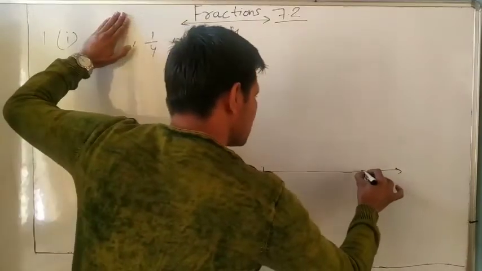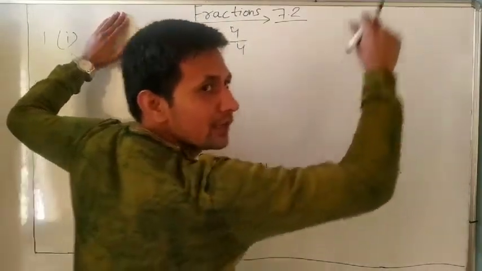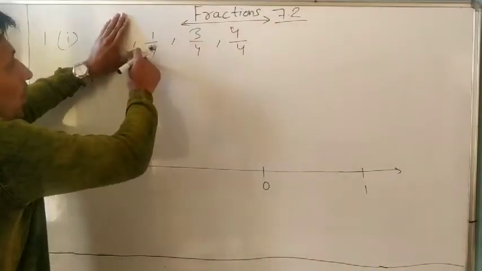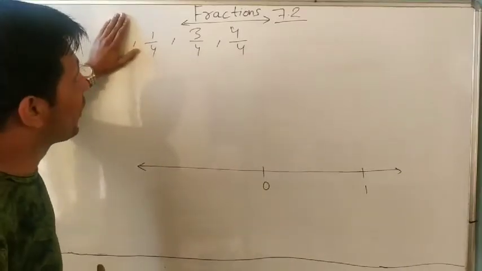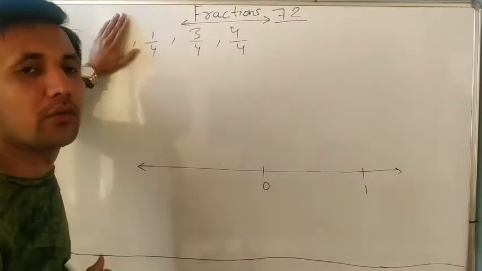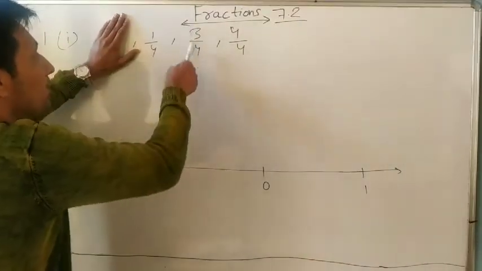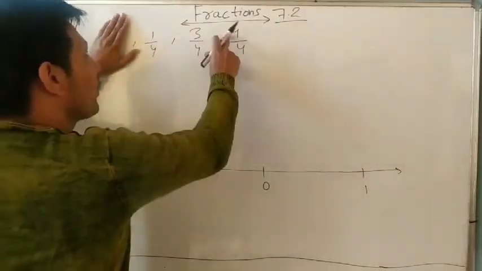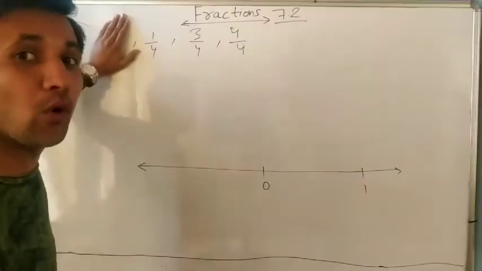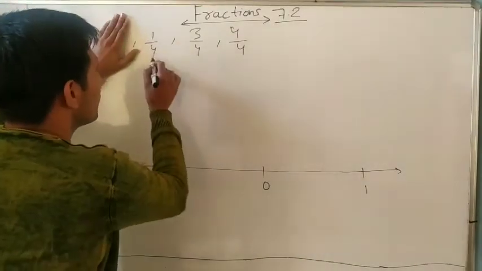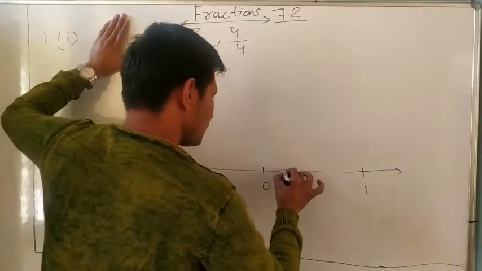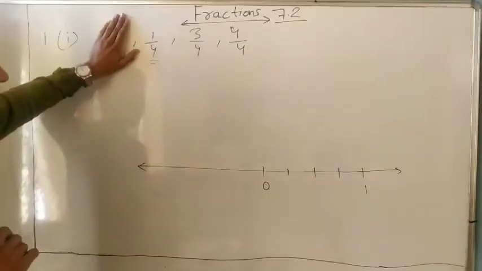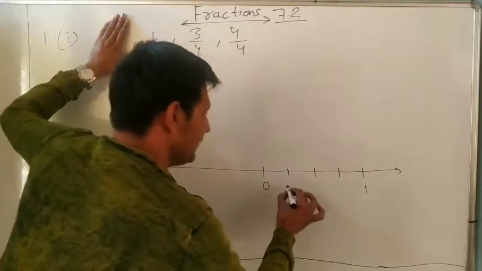It is 0. Suppose here is 1. 0, 1, 2, 3, 4 like this. So we want to represent 1 upon 4. 1 upon 4 means 1 out of 4 equal parts. 3 upon 4 means 3 out of 4 equal parts. And 4 by 4 means 4 out of 4 equal parts. So how many equal parts do we have to make? 4 equal parts. So first we have to represent 1 by 4.